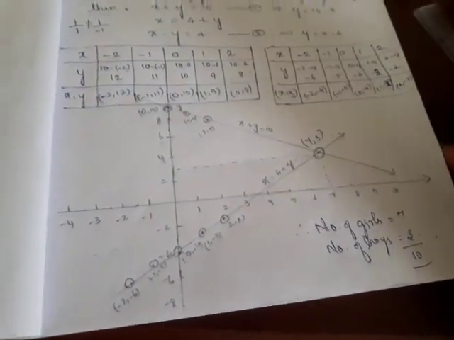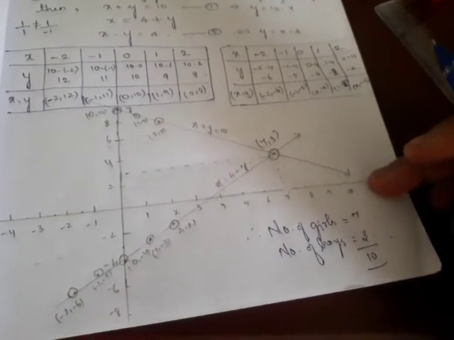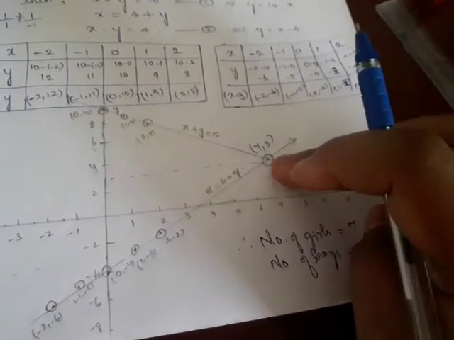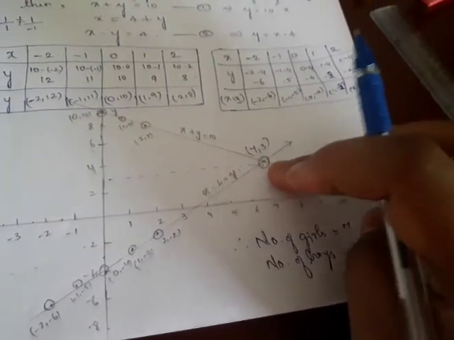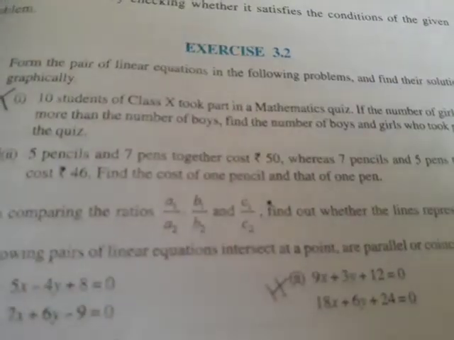This is how you have to solve a pair of linear equations graphically. After drawing it in a graph, you have to extend the lines and see where it intersects. That intersecting point will be the solution, right? Hope you understood. Now the second question, I am going to leave it to you.